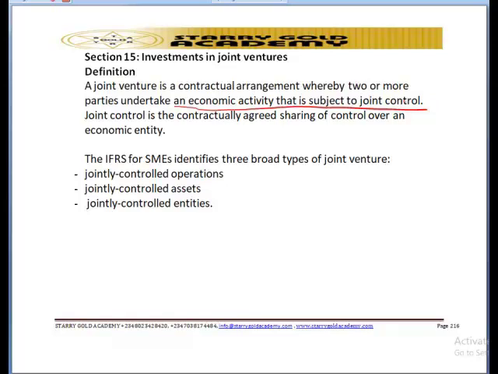How do we intend to share control? Who is having more control? Do you get in the sharing formula also? Who can influence financial decisions and all of that? So that's what we mean by joint control.